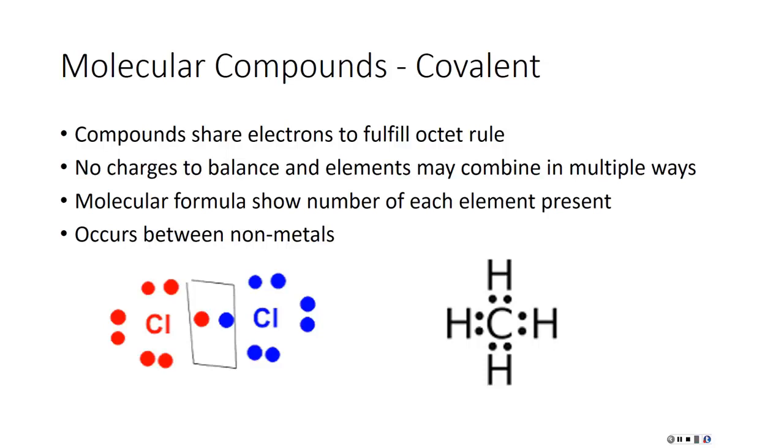So that's the difference between ionic and covalent, is this transfer of electron or sharing. The other way that you can remember it easily is that ionic compounds are between a metal and a nonmetal, and a covalent compound is between two nonmetals.